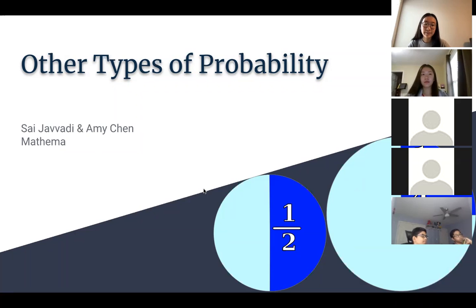Today we're going to cover some other types of probability. So it's mainly just going to be using the concepts we learned again, but applying them to different types of problems.